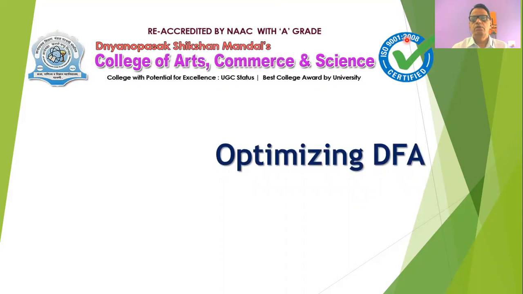In this session, we'll be discussing optimizing the deterministic finite automata. We will see what the need for optimization of DFA is. We will see the appropriate algorithm for reducing the number of states of the DFA. And also we will see one example of how the DFA can be optimized. Finally, we will see how to write a C program for the optimized DFA.